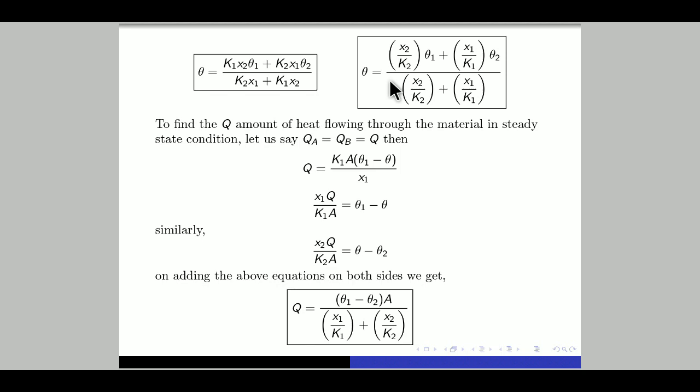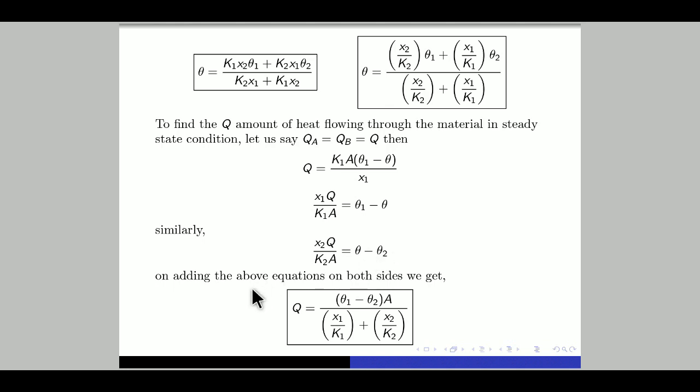To find how much heat flows through the substance after the steady state condition is reached, we can simply say QA equal to QB is equal to some constant Q, right? Then I can rewrite the equation: Q is equal to K1 times A times (theta 1 minus theta) divided by x1. Multiplying by x1 and keeping K1 A in the denominator, x1 Q divided by K1 A is equal to theta 1 minus theta. Similarly, from the expression for QB, I can rewrite x2 Q by K2 A is equal to theta minus theta 2.